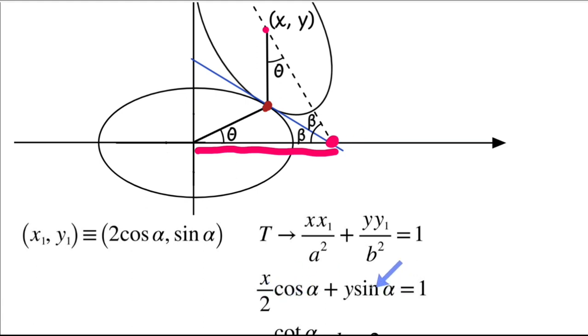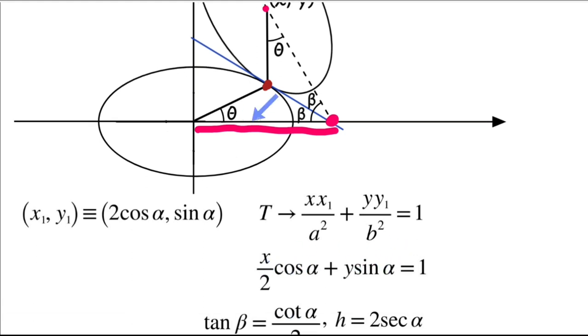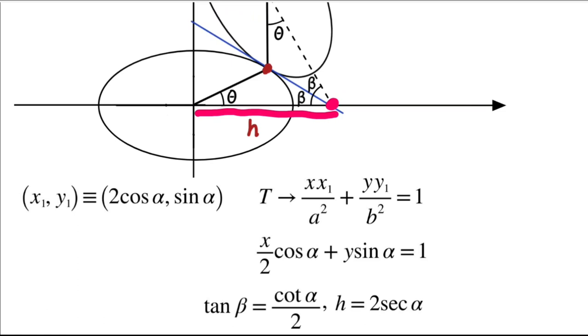So if I put the value of y equal to 0, I will get the length of this part here, and this part will have, let's say, length equal to h. So we will determine the value of h as 2 by cos alpha or 2 sec alpha. And also from this line, if I want to determine the slope of this line, right?